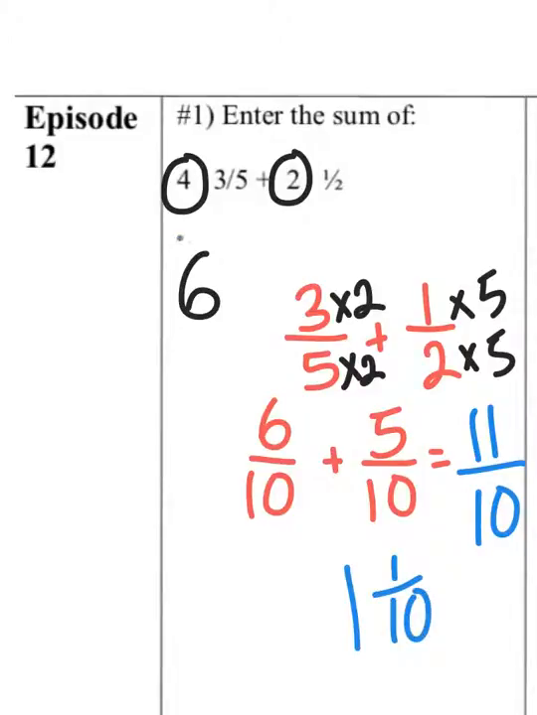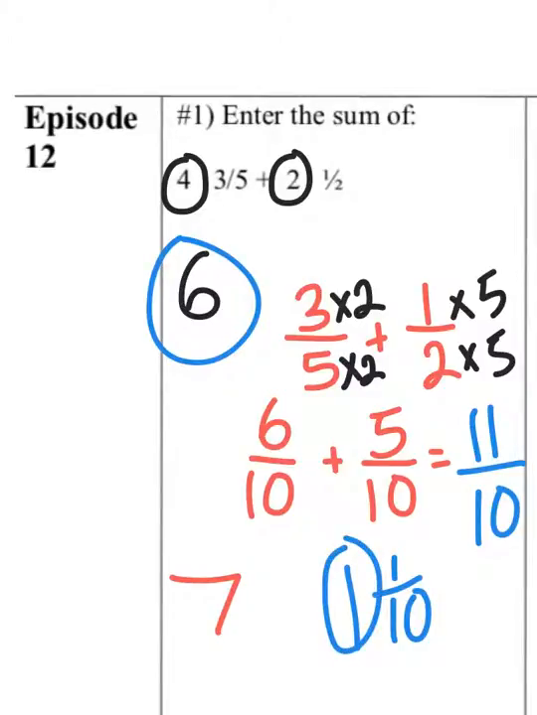And remember, we have the 6 up there, so now our final answer is 7 wholes, because the 6 plus the 1 right here makes us 7. And it'll be 7 and 1/10 is our final answer for number 1.